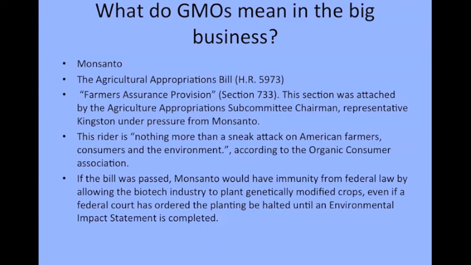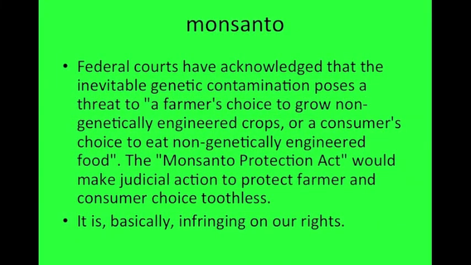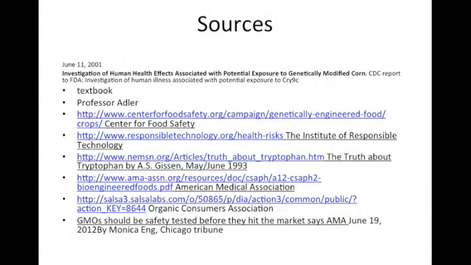The rider bill is, quote, "nothing more than a sneak attack on American farmers, consumers, and the environment," according to the Organic Consumers Association. If the bill was passed, Monsanto would have immunity from federal law by allowing the biotech industry to plant genetically modified crops. Federal courts have acknowledged that the inevitable genetic contamination poses a threat to a farmer's choice to grow non-genetically engineered crops and a consumer's choice to eat them. The Monsanto Protection Act would make judicial action to protect farmers and consumers toothless.